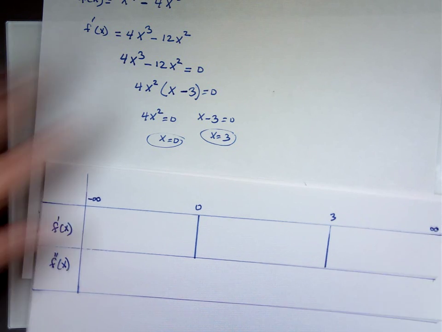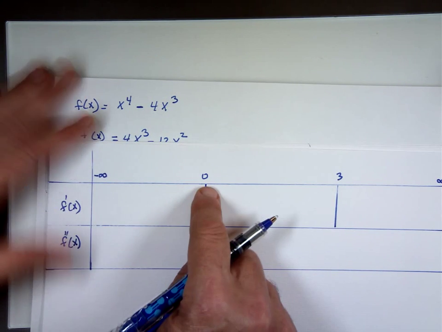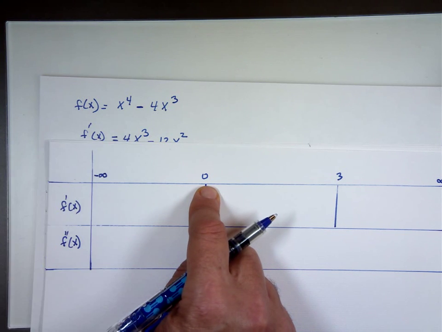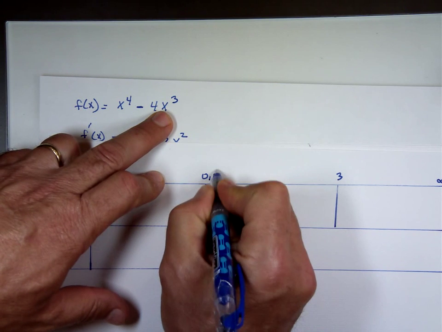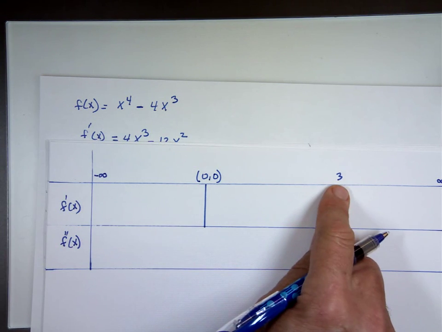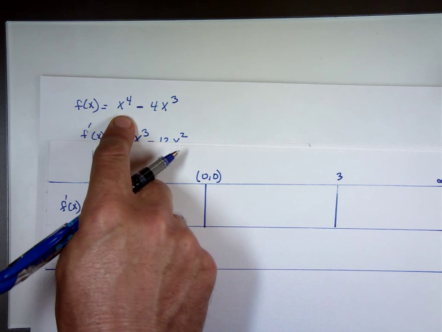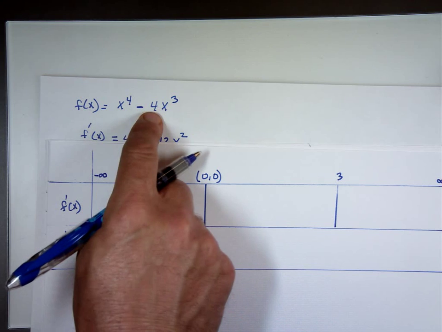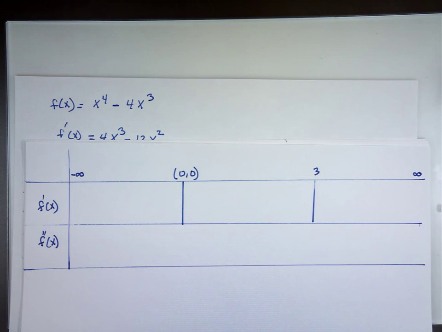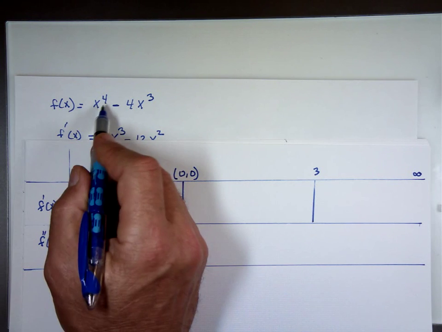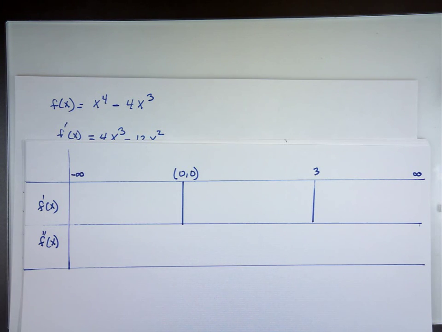Let me find the y value while I'm at it. When x is 0, I go to the function. 0 to the 4th minus 4, 0 cubed. That's 0. When x is 3, 3 to the 4th, is that 81? 81 minus, it's 108, is it? Right, a little bit, you're right. Yes, it's 108. So what is 81 minus 108? Negative 27. Negative 27, the y value.